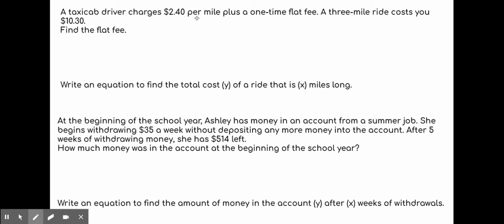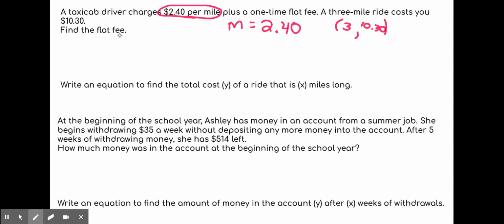All right. So we see this $2.40 per mile. So m is $2.40, right? We don't need to use units, but we do need our decimal point. And then they tell us that a 3-mile ride costs you $10.30. That's a point, right? So the total cost, that's your dependent variable, that's going to be the $10.30. And 3 miles costs you $10.30. So here's our slope. Here's our point.